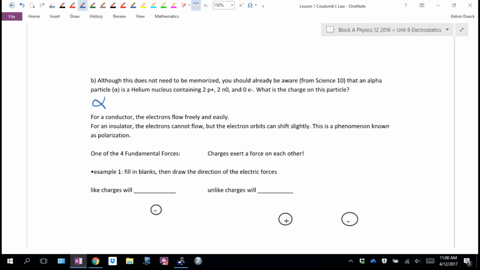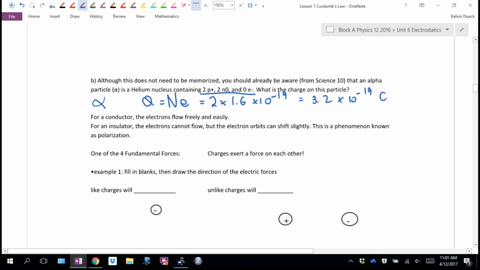What's the charge? Well, charge is the number of charged objects times the elementary charge. How many charged objects does an alpha particle have? I gave you a list here. 2. Positive or negative? If it had 2 electrons instead of 2 protons, I'd put a minus sign in here. Times, what's the penny equivalent of charge? 1.6 times 10 to the negative 19. Don't you dare pull out your calculators. 1.6 times 2, it's 3.2 times 10 to the negative 19 coulombs. That's the charge on 1 alpha particle.